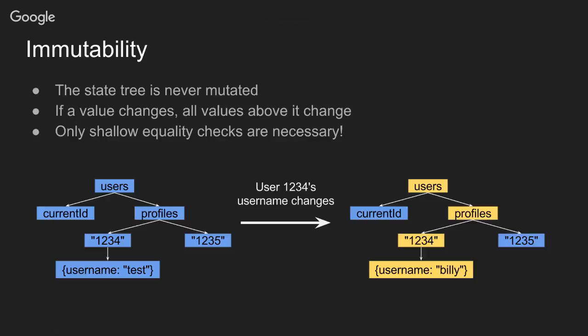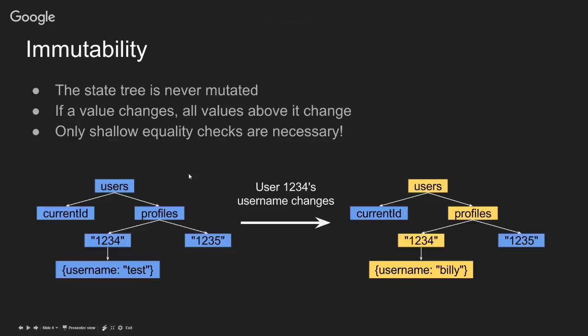So the next principle is immutability. The state is never mutated, ever. In fact, in the mobile app right now, if you're in developer mode and you try to mutate the state, it will throw an exception. That's disabled in the actual production build, but that's an efficiency thing.